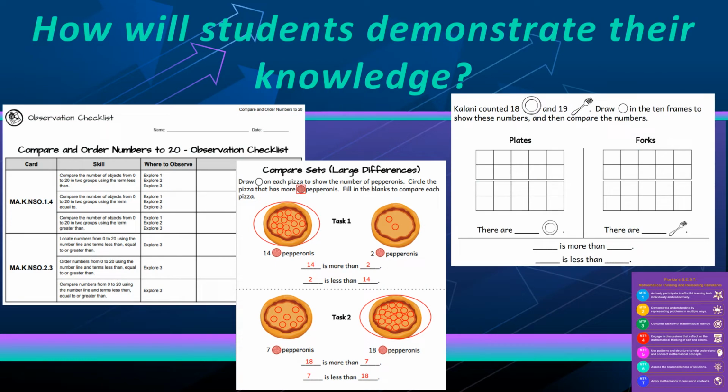Students will have a chance to show what they know throughout the unit with their use of the comparative language and justifications, along with circling and Xing out sets that are greater or less and representing a set with pictures and then counting the sets to compare them. The observation checklist is another tool available to teachers to track student knowledge throughout the unit.